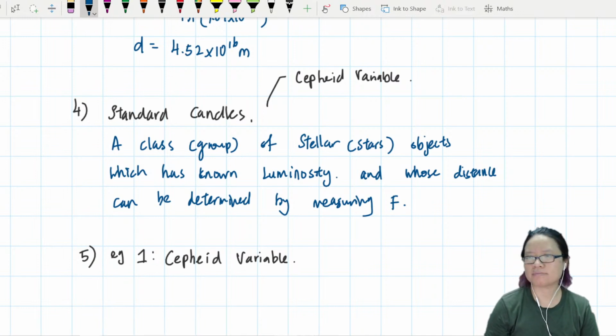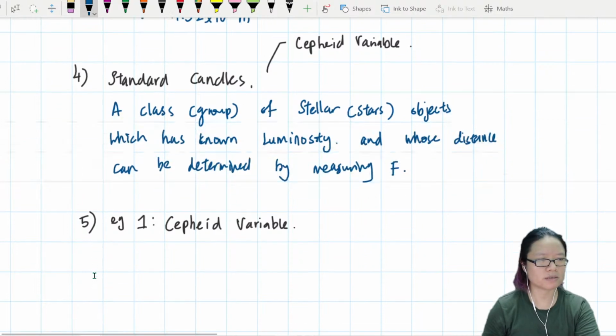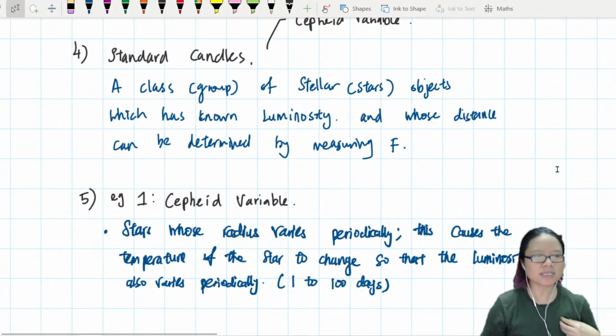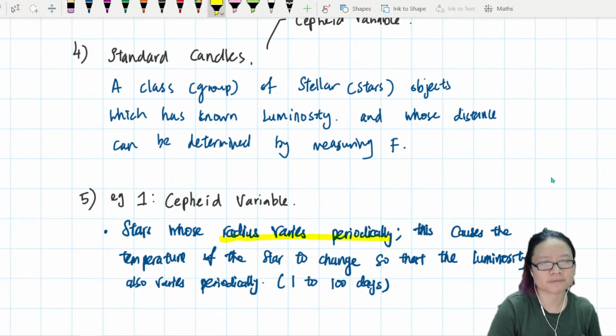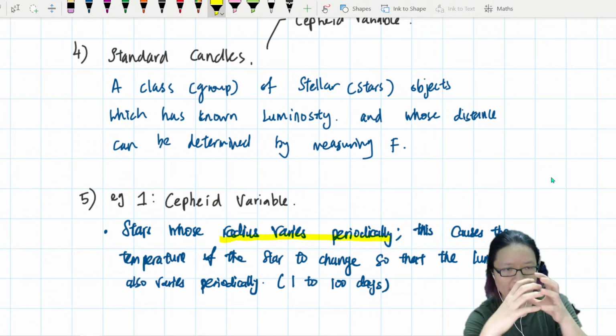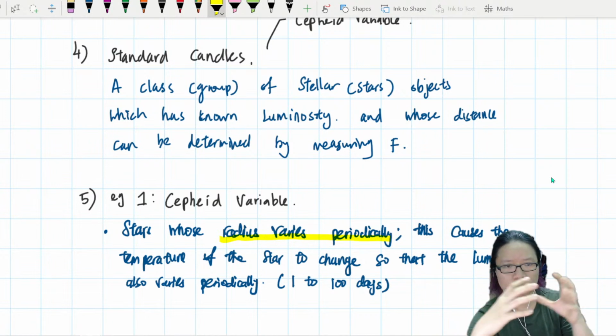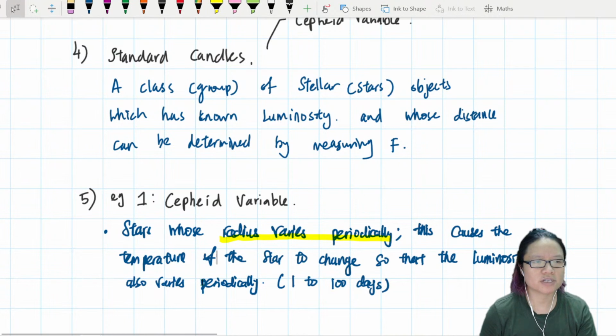So a Cepheid variable, hope I'm not mispronouncing it, is a star whose radius changes periodically. These are stars that the radius changes periodically. So the stars will expand and contract and expand and contract. This causes the temperature of the star to change, so the luminosity will also vary periodically.